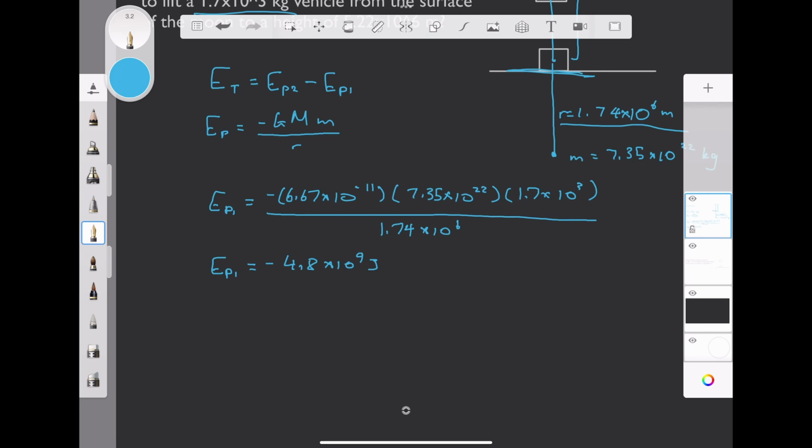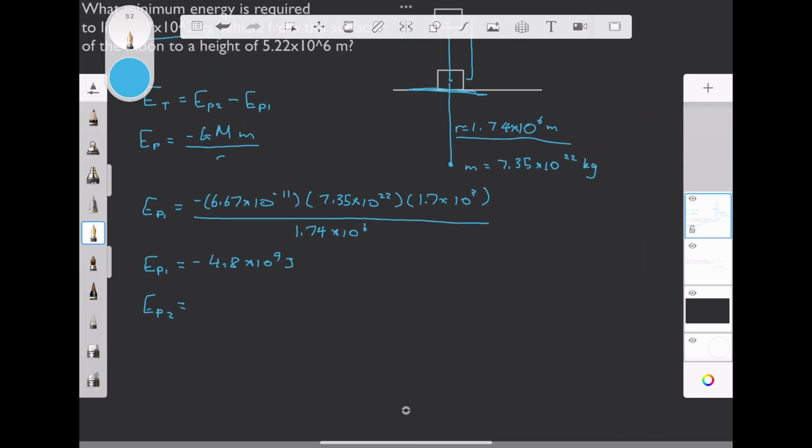And once you've found EP1, you also have to find EP2. Now EP2 will be a bit more complicated because you also have to find the new radius, which is 5.22 times 10 to the power of 6 added to the radius of the moon, which is 1.74 times 10 to the power of 6. So you should add this up, and the value you should get is 6.96 times 10 to the power of 6.